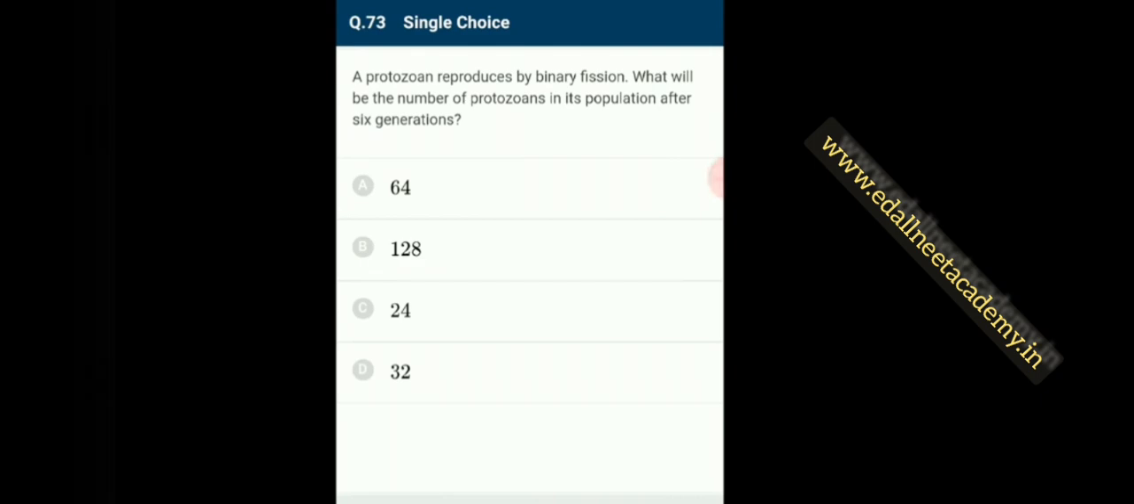Binary fission is a type of asexual mode of reproduction where the cell divides into two new individual daughter cells. It is the most common form of reproduction observed in bacterial groups and also some unicellular eukaryotes like amoeba and paramecium, which are types of protozoans. If a protozoan cell reproduces by binary fission, then after 6 generations there will be 64 cells, as each cell produces 2 new cells. It can be calculated using the formula 2 to the power n, where n represents the number of generations. 2 to the power 6 equals 64. So the answer for this question is option A, 64.